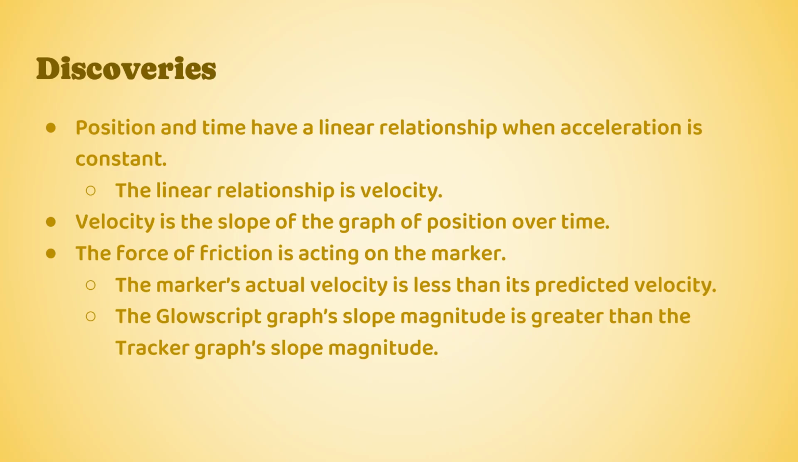This last detail is key to this whole thing because it proves that there is a force of friction acting on the marker. We just negate it and ignore it. But because the slope is smaller and because slope is velocity, the actual velocity is less than the predicted velocity, and there is a force opposing the original motion.